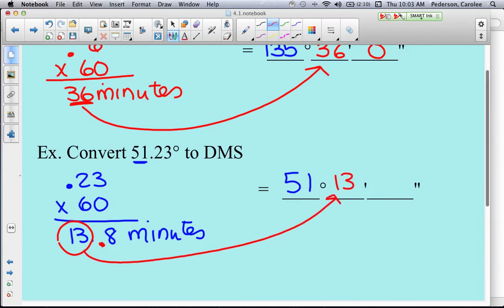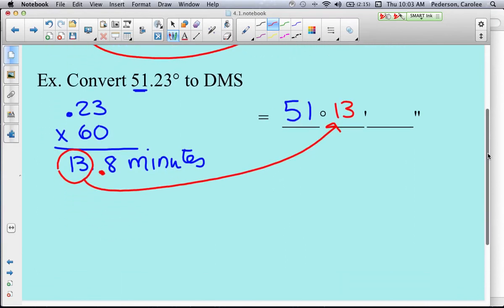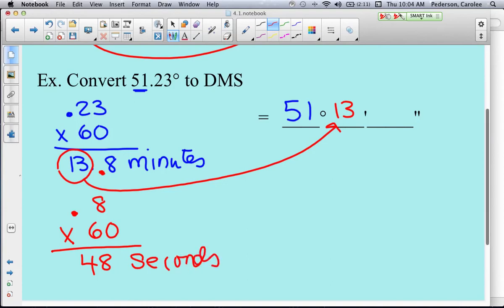But now we have to keep going. We have to take that last piece, the decimal of 0.8, and we're going to do it one more time. Multiply it by 60, because 60 times 60 is 3,600. So now we take 0.8 and multiply it by 60 one more time, and now we'll get that piece converted to seconds. And how much is that? 48. So this will be our seconds piece. That will go up there.